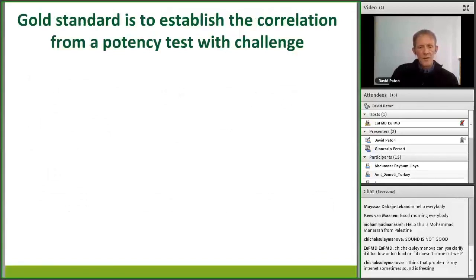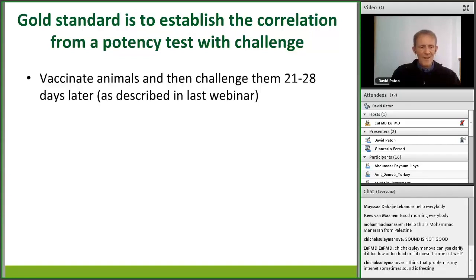So what are we going to do about all this? That all sounds rather discouraging, and maybe we would think it's not possible to do anything with antibodies, but we still go back to the fact that there is certainly some correlation between antibodies and protection, and it's the best tool we have to measure the immunity to the vaccine. So what can we do? Well, the gold standard method is to establish the correlation from a potency test with challenge. And I talked about how you do a challenge test in the first webinar that I did last week.